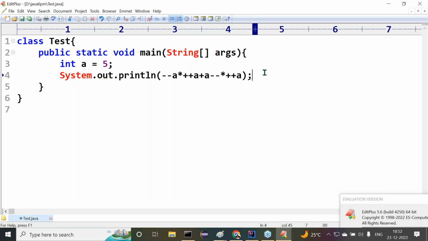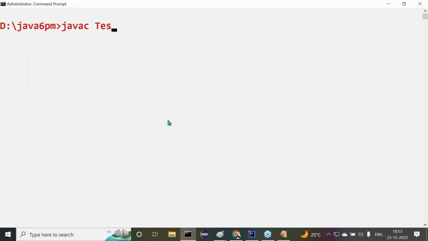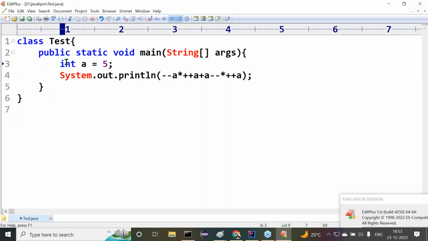Right, sir. What's the value? 45. Any other answers? 45. Right, sir. So let me compile and execute this. javac Tester.java, compiled successfully. java Test. 45 is the right answer. 45 is the answer here.